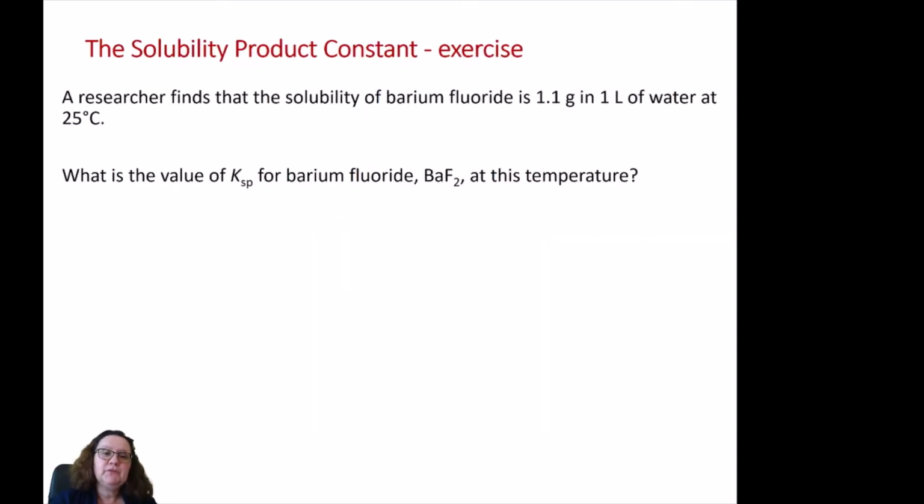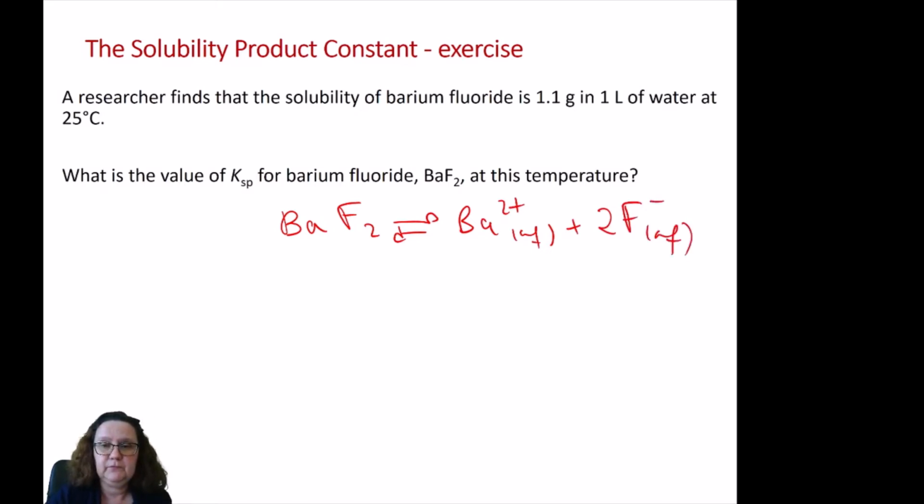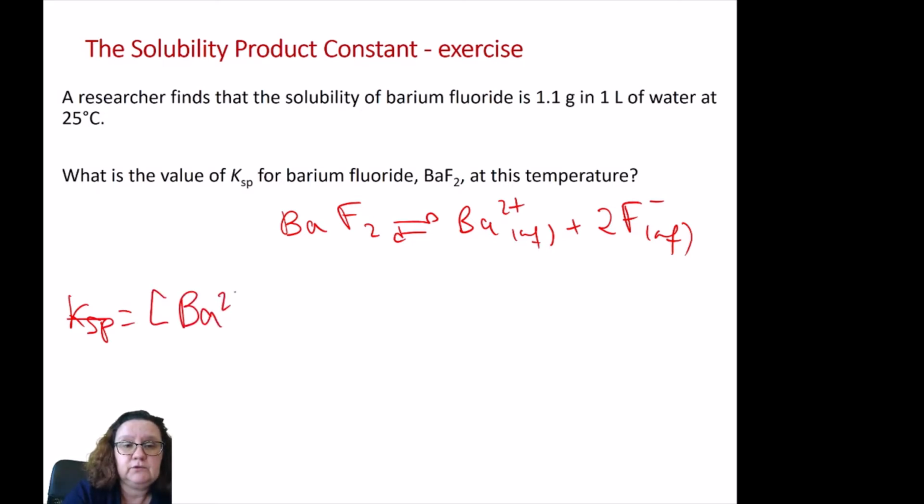I hope you stopped the video and had a go at the exercise. Again, the first step is to write the equation that describes the dissolution of barium fluoride, in this case in water. So that would be the liberation of the barium 2+ ions and the liberation of the 2 fluoride ions. And the next step will be to write a general expression for KSP of that salt, and it would be the concentration of barium 2+ ions times the concentration of fluoride anions to the power of 2.